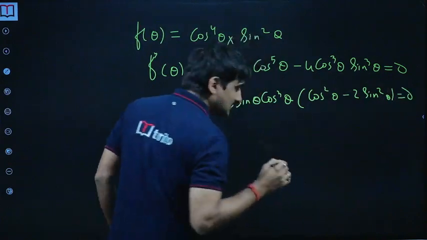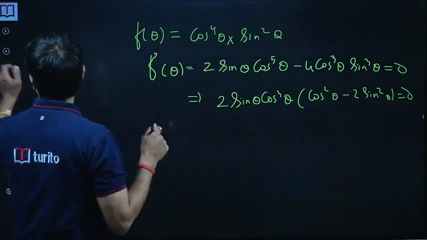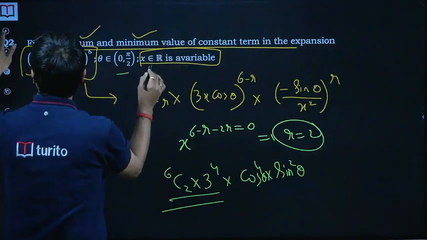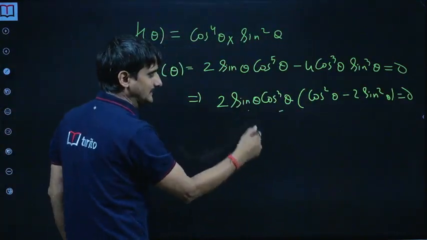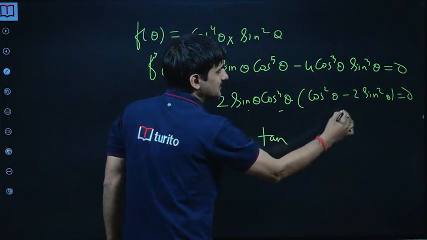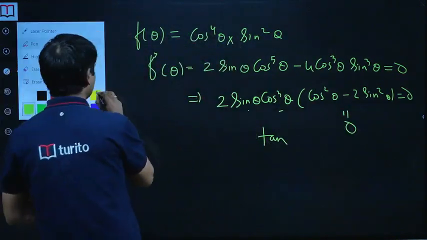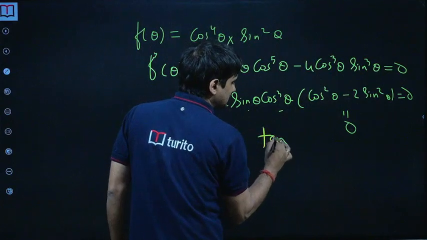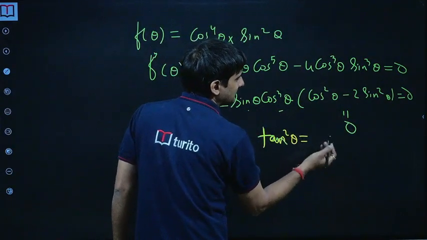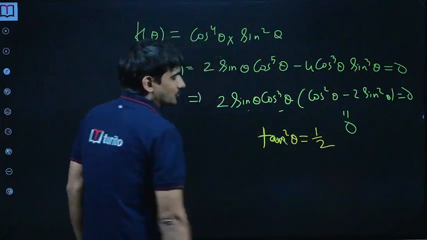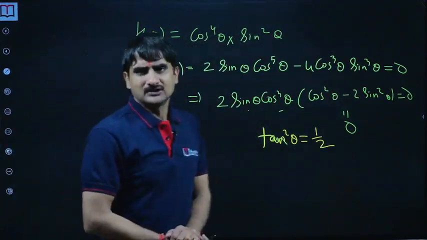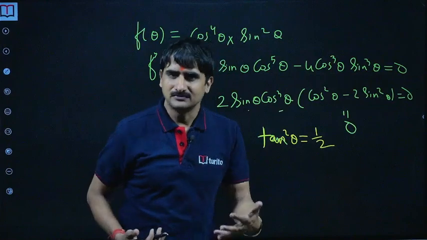Now see, since theta is in the interval 0 to pi by 2, both ends open, neither this can be 0 nor that can be 0. So the only possibility is that this gets 0. So from here you get the value of theta, which says that tan square theta is nothing but 1 by 2, and then from there you can get cos theta and sin theta, put the value, and get the maximum and minimum value.